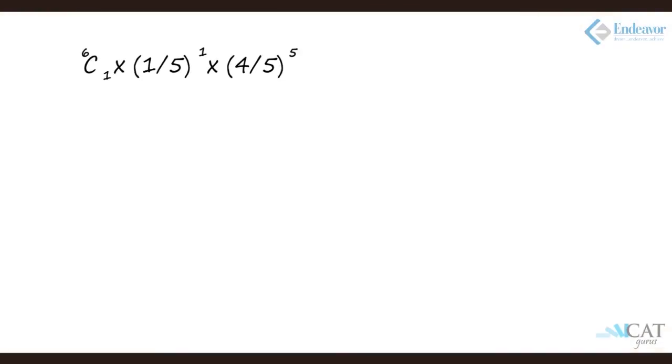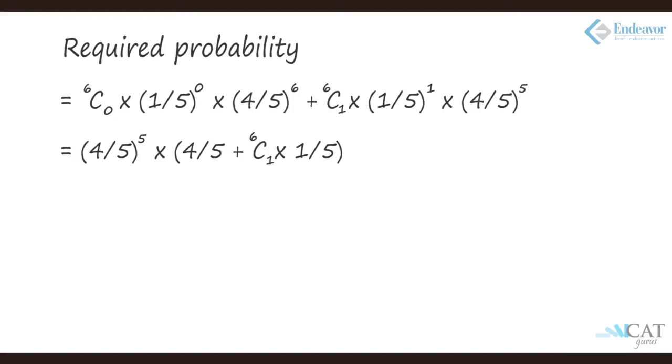So 6C1, 6 such cases, multiplied by the probability of being defective. So one bulb being defective, the probability is 1 by 5, into the rest of the 5 should not be defective, and hence 0.8 or 4 by 5 raised to 5. So 6C1 into 1 by 5 raised to 1 into 4 by 5 raised to 5 is the probability of the second case. And if I am supposed to add both the cases, I will get 4 by 5 raised to 5 as common.